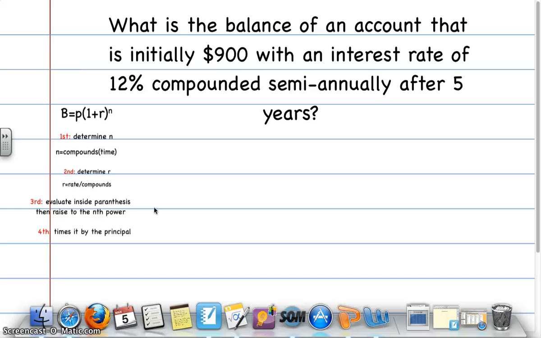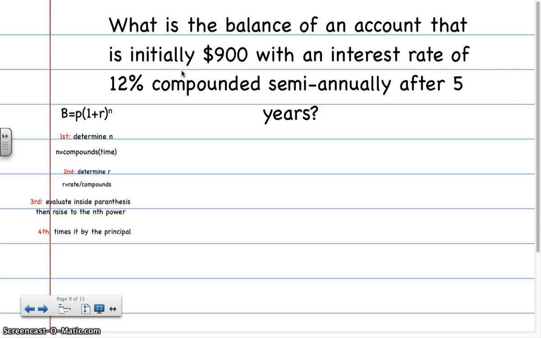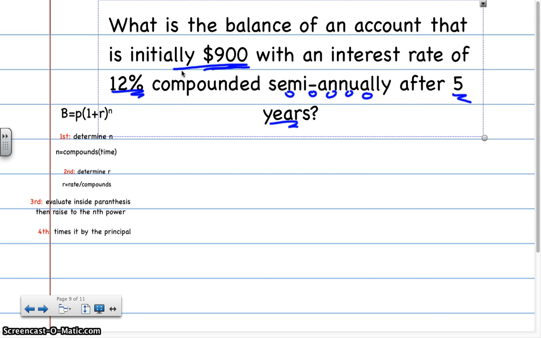All right, we're going to do another example. This takes practice and is very difficult. I get it. Okay? So, what is the balance of an account that is initially 900, so that's our P, with an interest rate of 12% compounded semi-annually after 5 years?